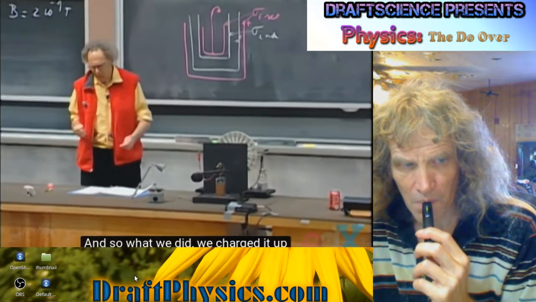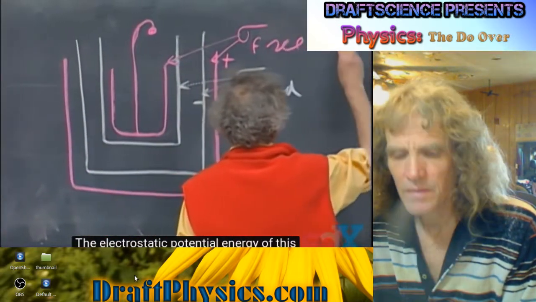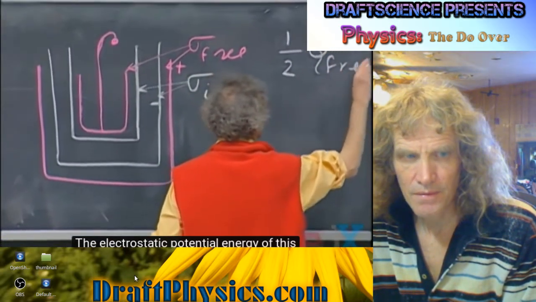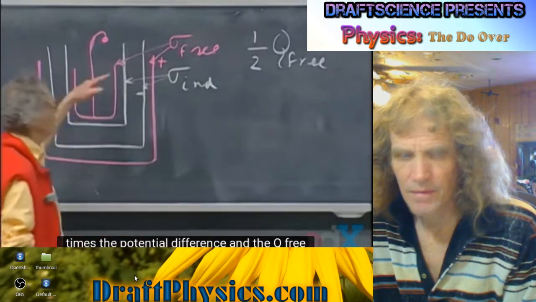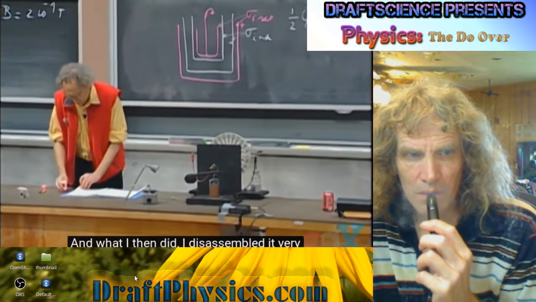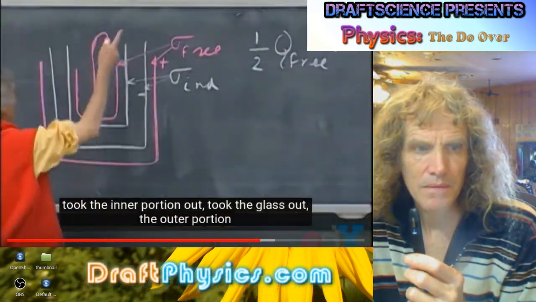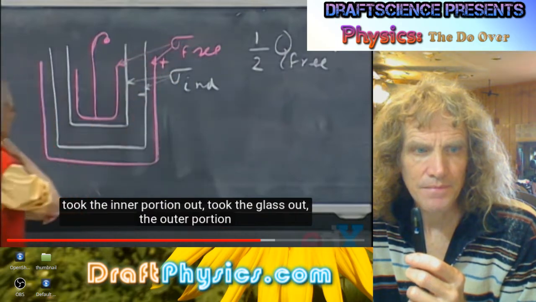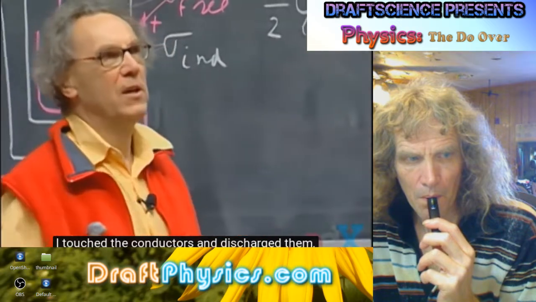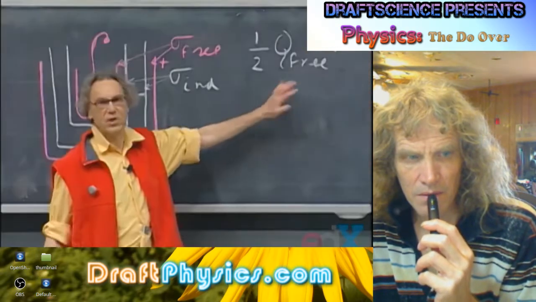So what we did, we charged it up with the Wimhurst, and then there is a certain amount of energy. The electrostatic potential energy of this configuration is 1/2 Q free times the potential difference, and the Q free is the charge which is on the outer conductor. And what I then did, I disassembled it very carefully after we had charged it up, took the inner portion out, took the glass out, the outer portion, and I took all the free charge off. I touched the conductors and discharged them, so that there's no Q free left, gone.